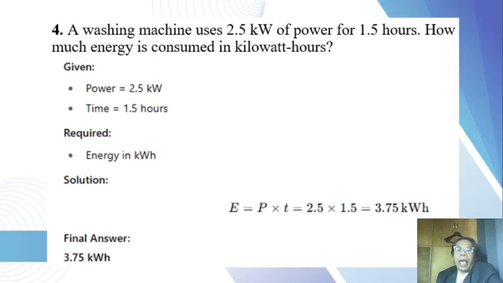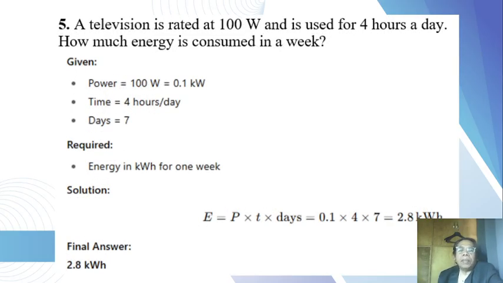Number 4. A washing machine uses 2.5 kilowatts of power for 1.5 hours. How much energy is consumed in kilowatt hours? So given power is 2.5 kilowatts, time 1.5 hours, required energy in kilowatt hours. Just multiply them, the unit will be kilowatt hour. So 3.75 kilowatt hours.